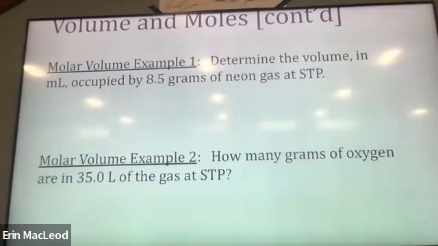So it says molar volume, example 1. Determine the volume in milliliters occupied by 8 grams of neon gas at STP. When you see that phrase in a problem, you can in your head go, oh, that means 1 mole is 22.4 liters. Now, this problem you could solve with the equation, it's fine. You can plug into PV equals nRT. Pressure would be 1 atmosphere. Temperature would be 273.15 Kelvin. Those are standard temperature and pressure. And then you can use the grams to find moles.